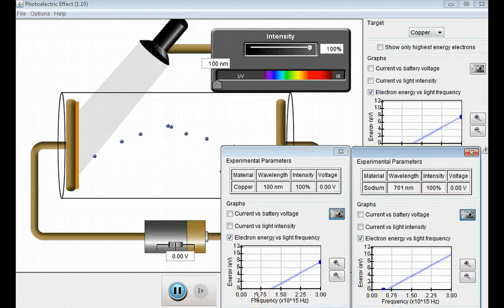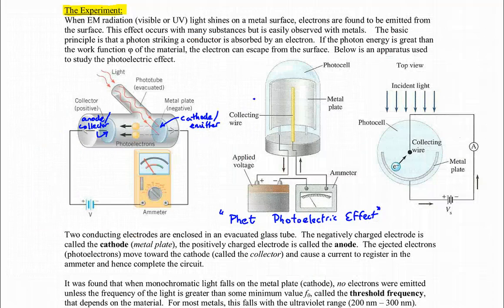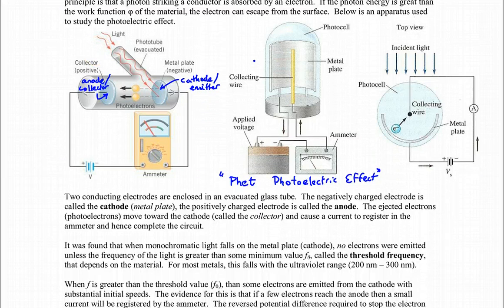So now let's return back to the notes and analyze these graphs in much more detail. And this is where Albert Einstein comes in here. So back to our notes, there's the picture of the setup, and we talked about several things that are listed down here.